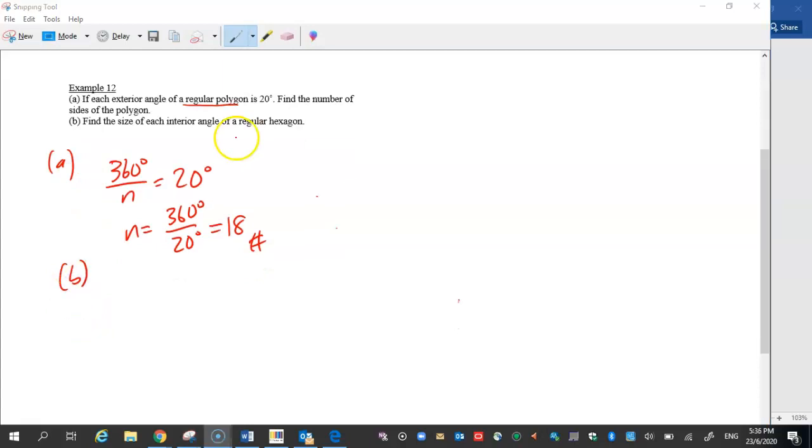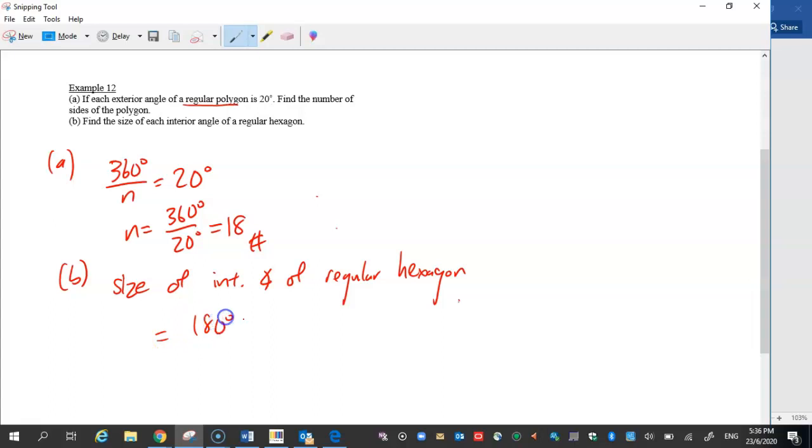For part B, it is just the size of an interior angle of a regular hexagon. This will equal 180 degrees times (6 minus 2) over 6 sides. So the answer is 120 degrees. Okay, and that's all.